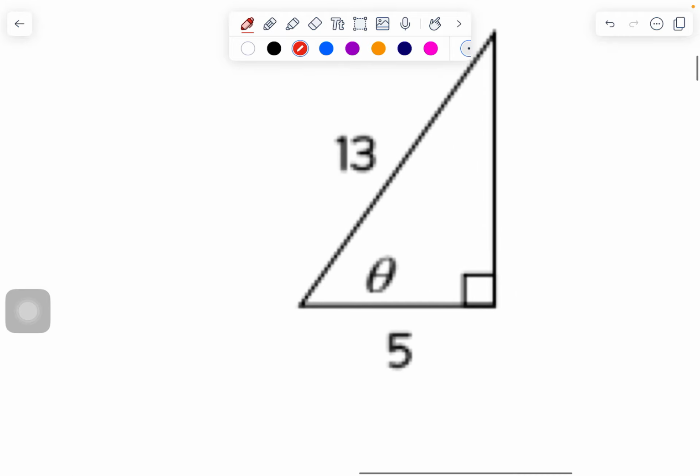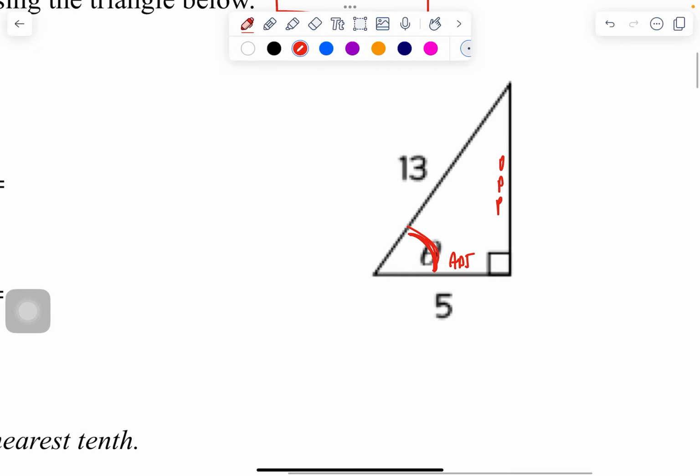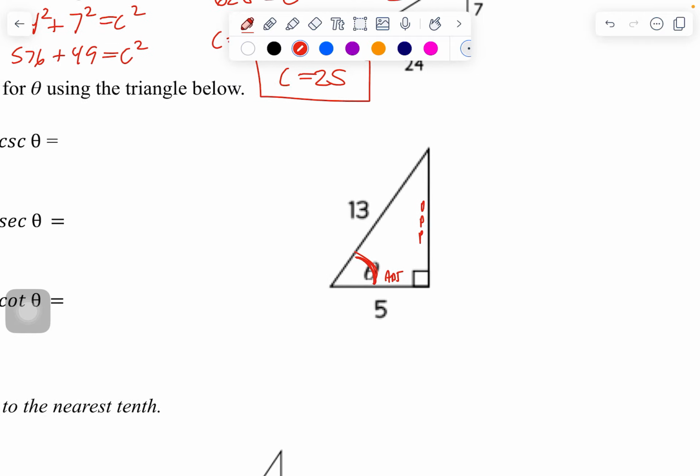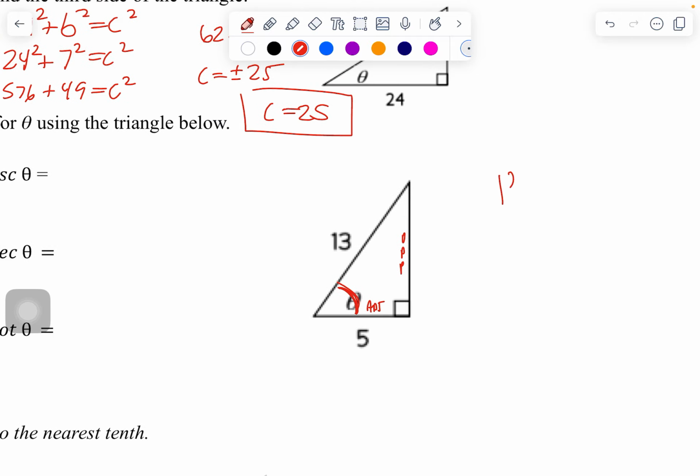The key point here is that theta is in this bottom corner, which means that this is the opposite side and this is the adjacent side. So for those of you that missed this, I think that's the part that stumped you. All right, so this is, again, another Pythagorean triple. So we have to use Pythagorean theorem, 13 squared equals 5 squared plus b squared. And when you solve this, you end up finding out that b equals 12.